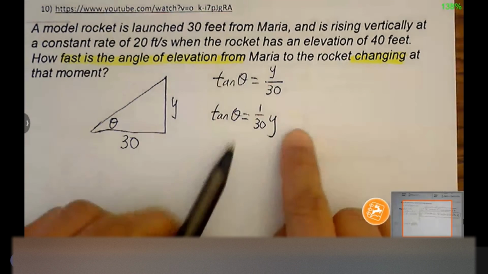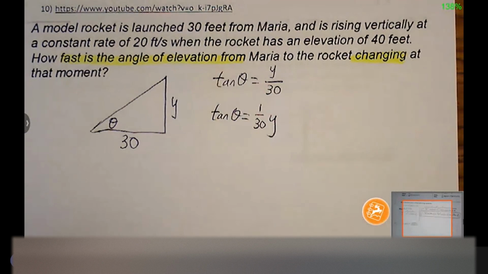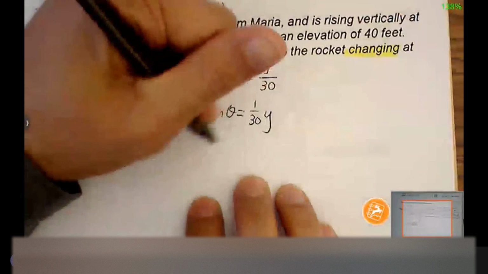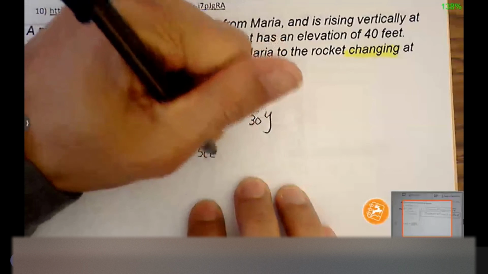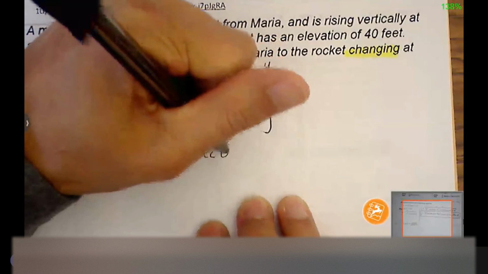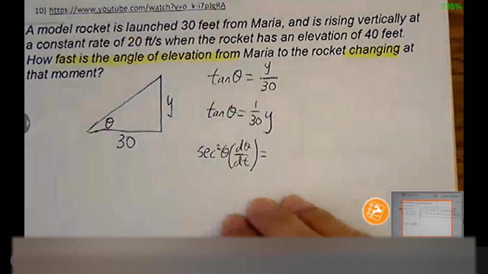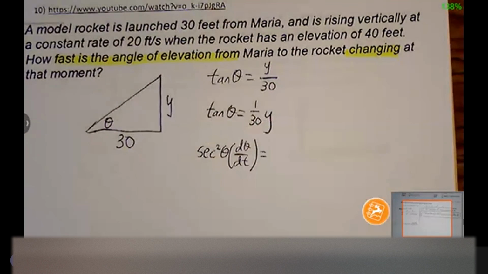So with implicit, it was x being the independent variable, and so the y gets impacted by dy dx. But with the related rates, it's always d over dt. Okay, so we find the derivative. Tangent becomes secant squared. One over 30 is the coefficient that stays. Y becomes dy dt.